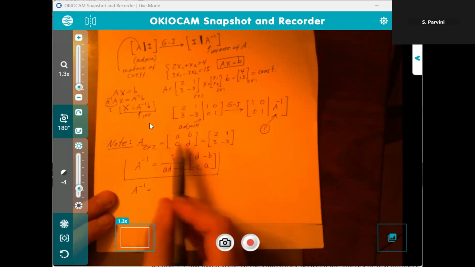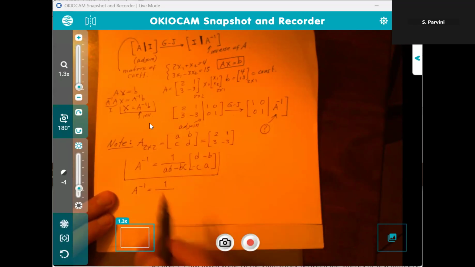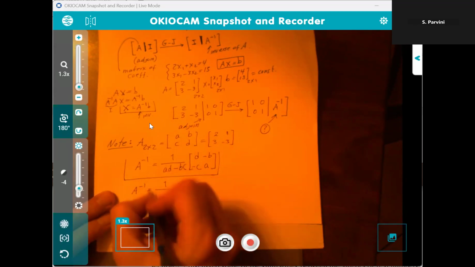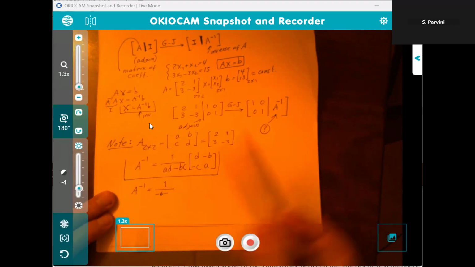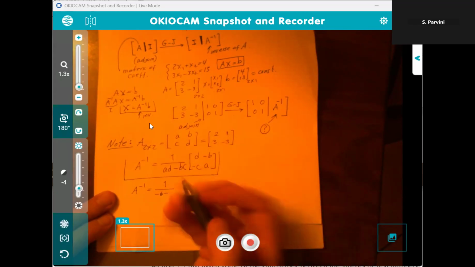To find the inverse using the formula, I'm going to have 1 over. The formula says multiply the diagonals. That's 2 by -3, that's -6. Then we subtract the product of 1 by 3, that's BC. 1 by 3, that's 3.